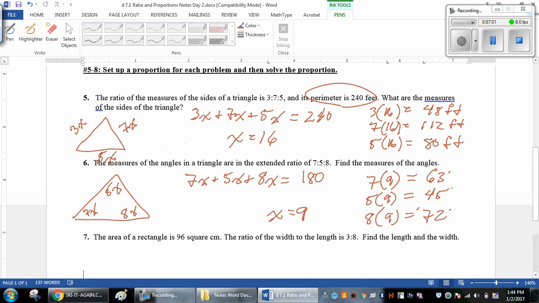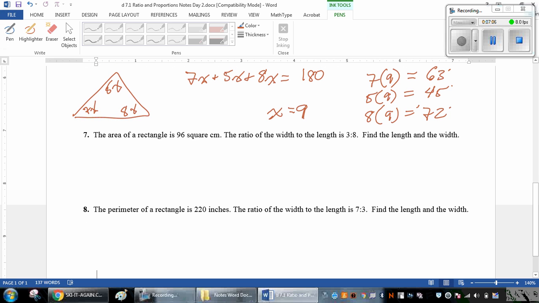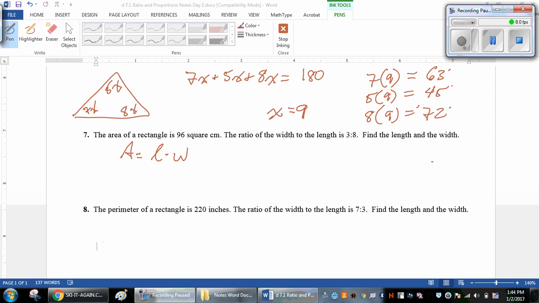All right, let's continue. All right, this one's a little different now. We're talking about area. You guys got to think about how to find area. Okay, area is length times width. All right, so again, let's draw a picture. Now we got a rectangle. We know that area is length times width. We know our ratio is 3 to 8. Again, doesn't matter which side it is.